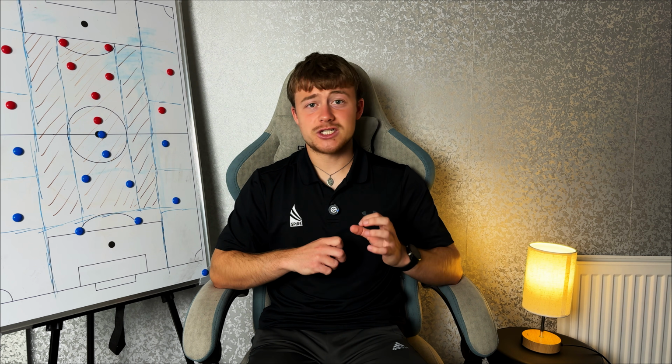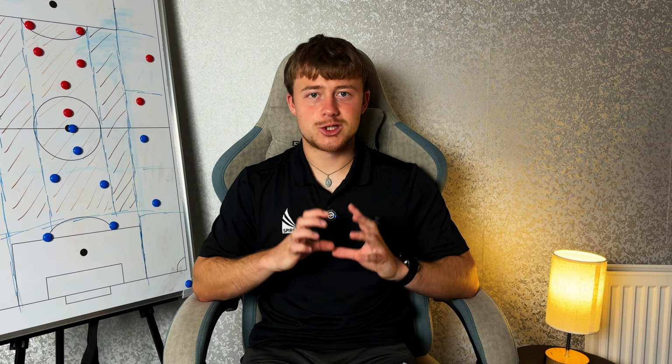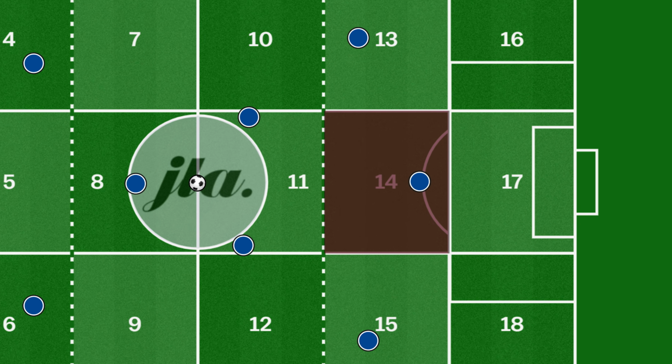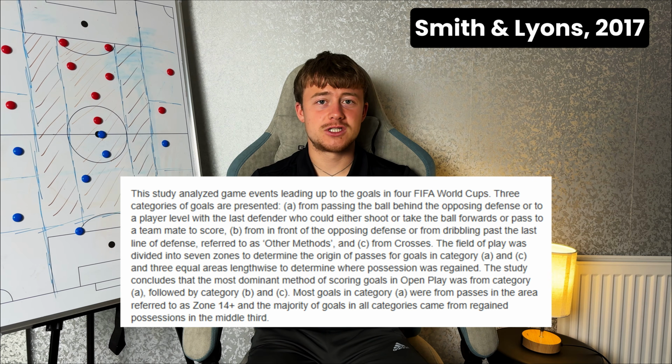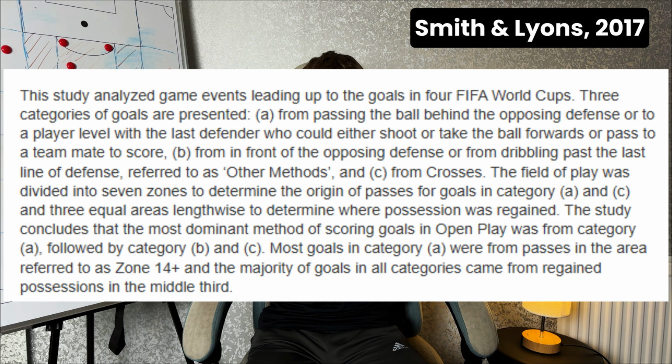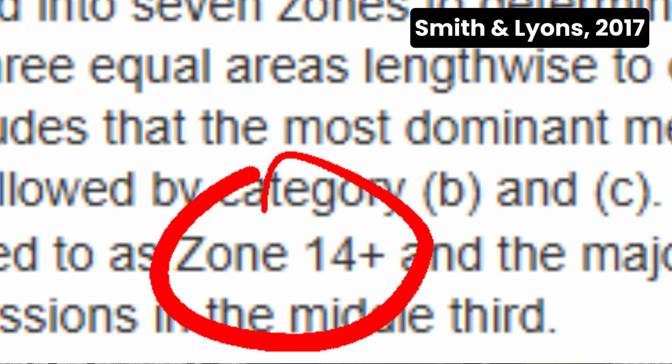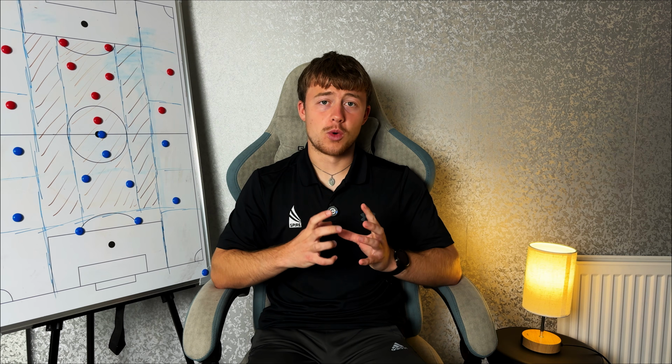But it also helps with decision making around the box, as this zone, zone 14, is regarded as one of the most dangerous zones on the pitch due to the ability to create a number of different chances and opportunities from this area. And in fact, research backs this up. Smith and Lyons discovered in a longitudinal study on World Cups from 2002 to 2014 that most goals in category A were generated from passes into zone 14, or in other words, the hole.